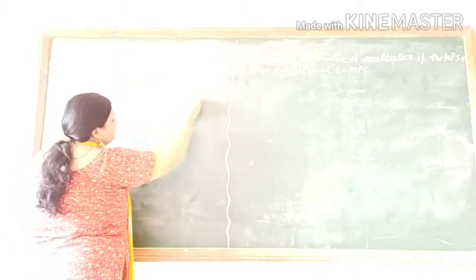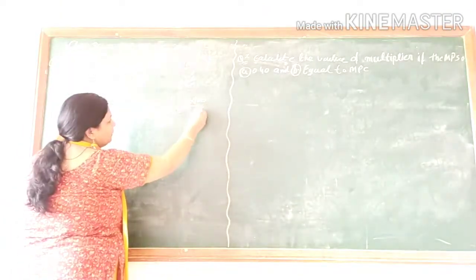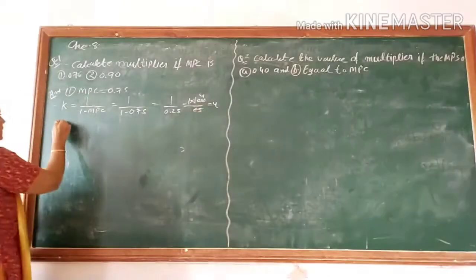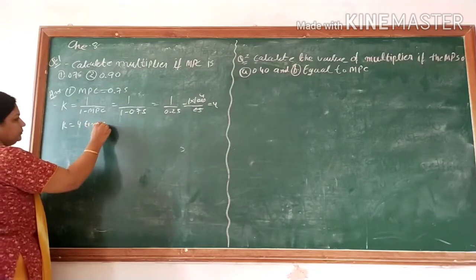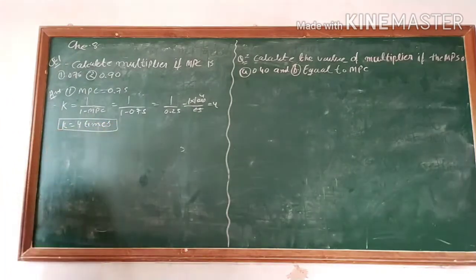So just put the decimal here. After the decimal there are 2 digits, so we took 2 zeros up. 1 into 100 upon 25. 25 goes up, so it means 4. So your answer is K equal to 4 times. This is your answer. Clear?